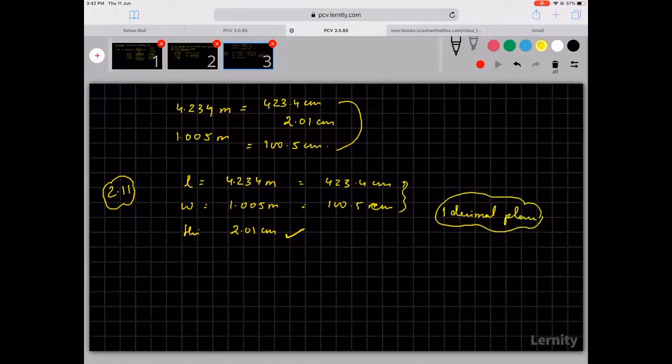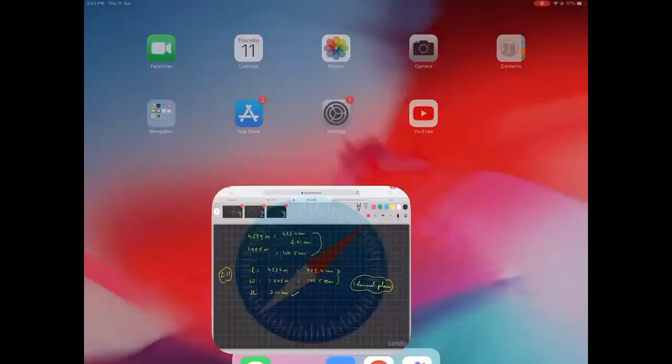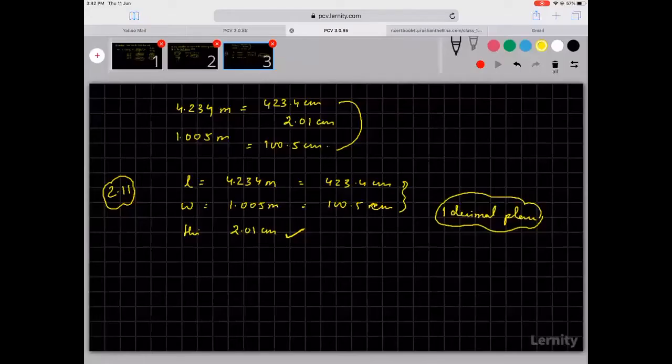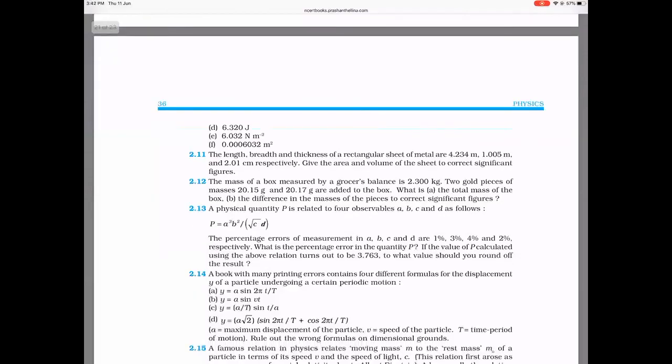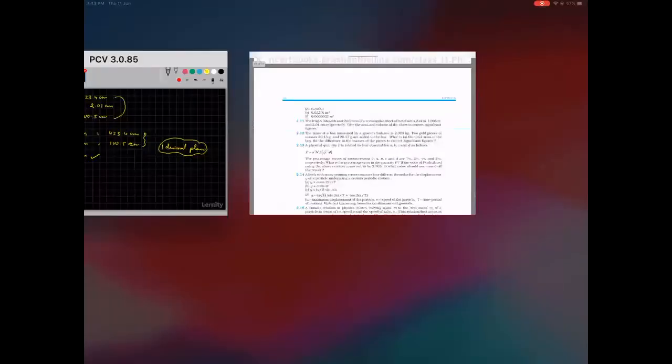Then there was a question asked about the previous one also. My dear friends, one more thing I will tell you is that certain answers at the back of the book are wrong, so please don't go by that. The mass of a box measured by a grocer's balance is 2.300 kilogram, with two gold pieces. What is the total mass of the box? And the difference in the masses of the pieces, to correct significant figures. I explained the total mass to you yesterday. Don't go by the book answer; some questions' answers are wrong.